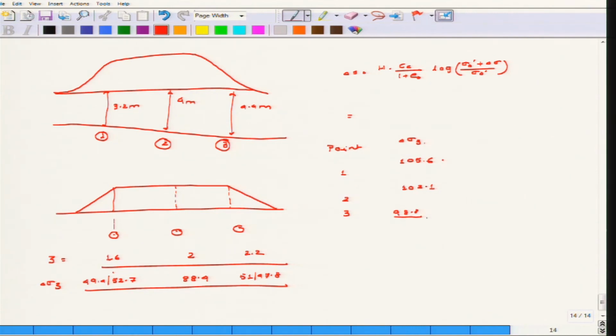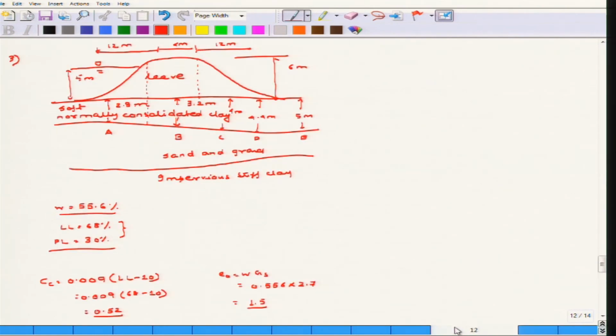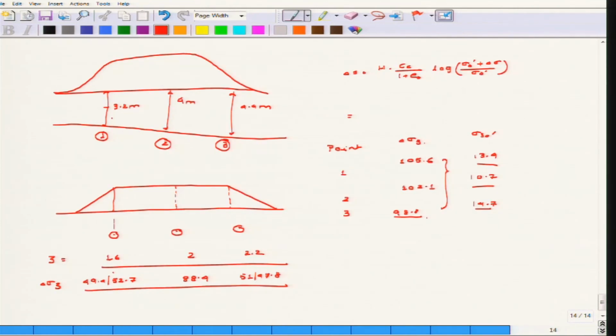So, these are the delta sigma z that are given to you right now, and sigma z naught dash is 13.4, 10.7 and 14.7. Now, this you can easily find out because you know the height of the clay layer at this point, and you basically multiply it by gamma. So, let us say that your gamma is 6.7 and you just multiply 6.7 with 3.2.